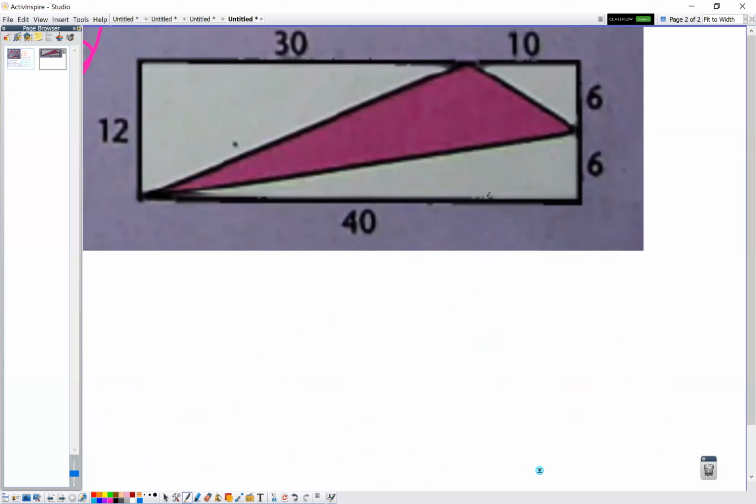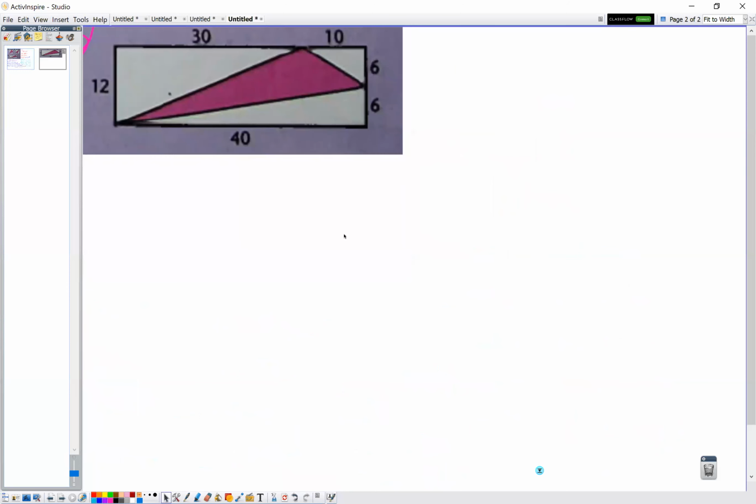Look at this question here. We just repeat what we did just now. We split into 3 different parts here. For the first, we can say this is part A, this is part B, this is part C. Then we can work it out.